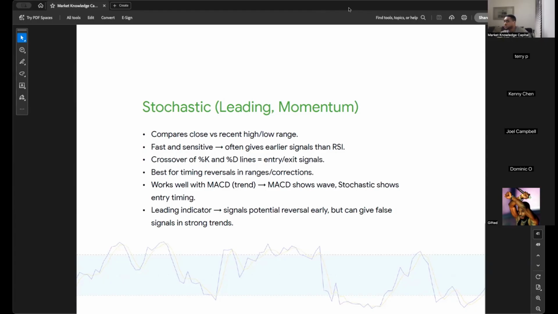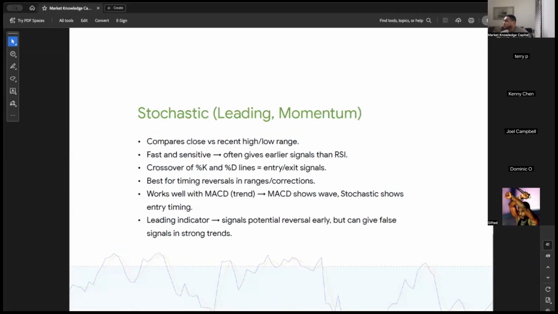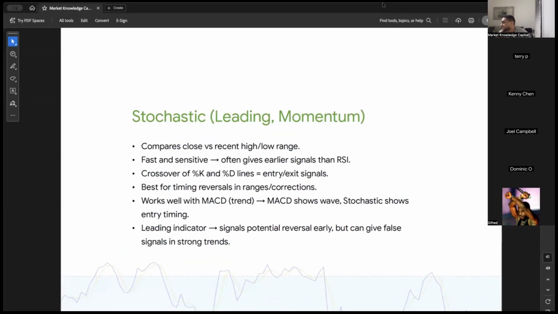So, does anyone have any questions? Because we've gone over three different indicators. Does anyone really need a bit more clarity on what I've just discussed?